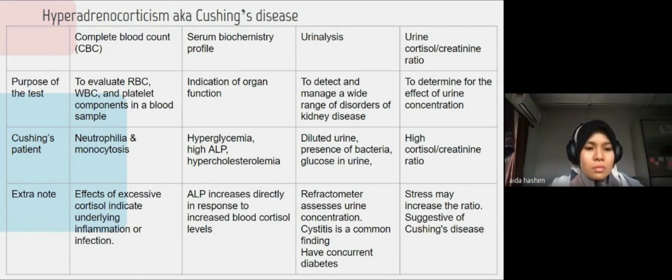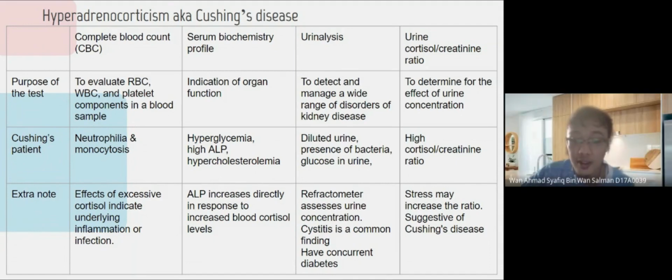Infection of bladder, also known as cystitis, is a common finding in Cushing disease. By looking at the cells voided into the urine and by sending a urine sample for bacterial culture to check the bacterial growth, the presence of infection can be assessed.